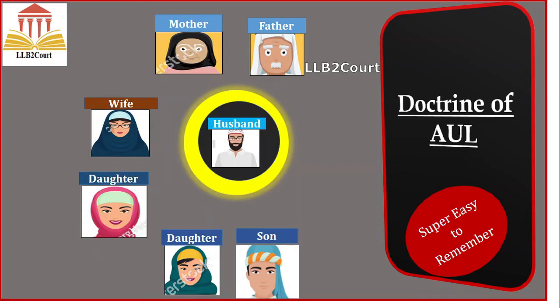Hello everyone, today we will see two different doctrines, the doctrine of Aul and the doctrine of Radd in the law of inheritance in Muslim law. In Hindu law, when a person dies, the property gets distributed equally. In Muslim law, the sharers have fixed shares. So in that case, two different situations could arise.